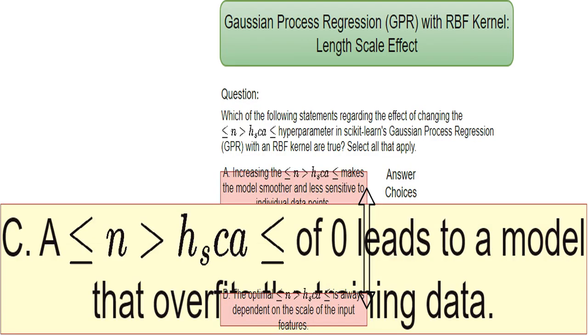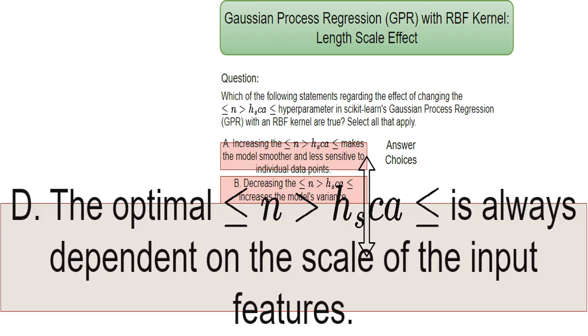Absolutely correct. If the length scale is 0, the RBF kernel only considers identical points. This forces the model to memorize the training data perfectly, which causes serious overfitting and poor generalization to new, unseen data. You got it. The optimal length scale is heavily influenced by the scales of input features.